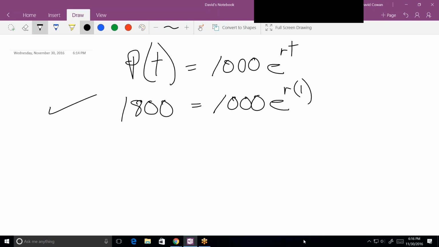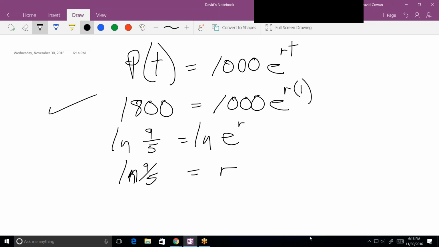Divide by 1,000 on both sides. Get 18 over 10, which is 9 over 5. That's equal to e to the r. Solve for r. Take the natural log of both sides. r equals the natural log of 9/5. What is that? Go ahead and do that in your calculator. 0.58. So that's the growth rate.